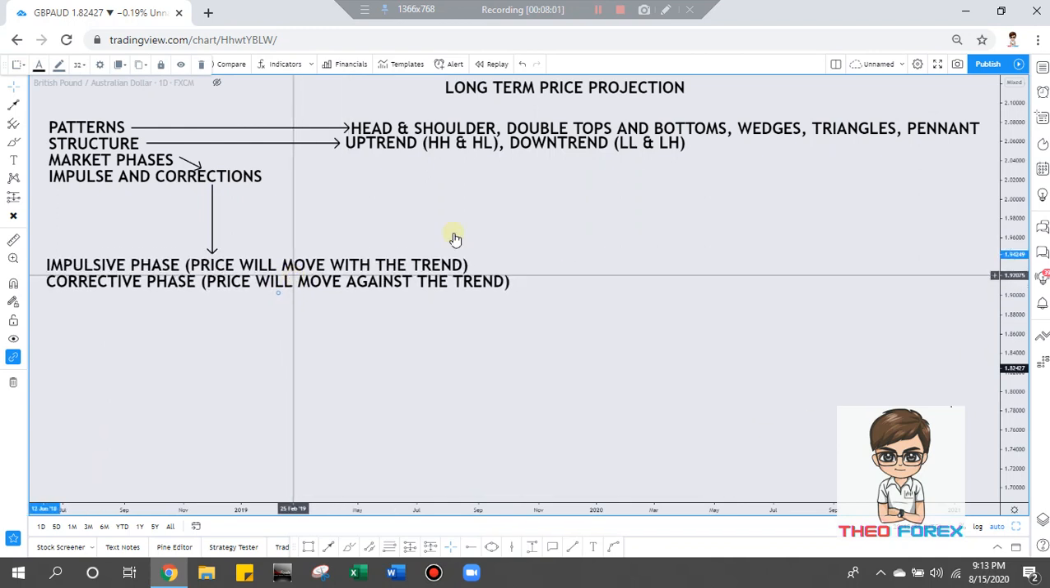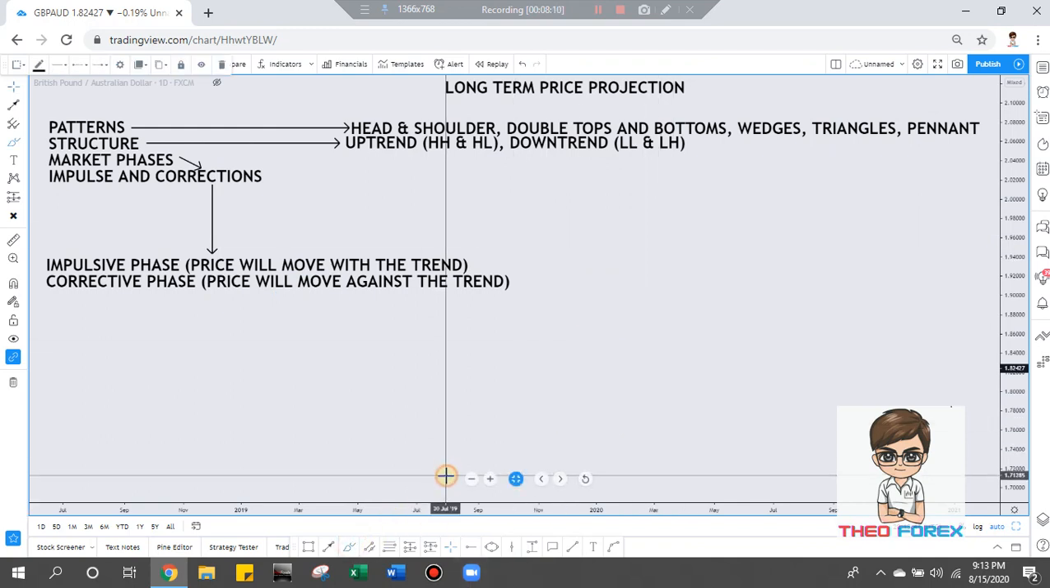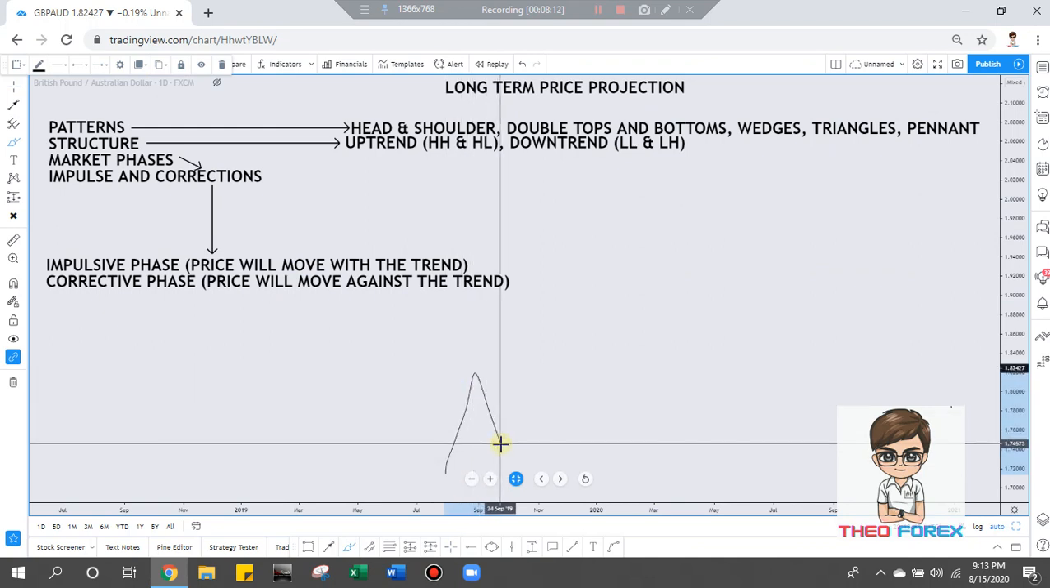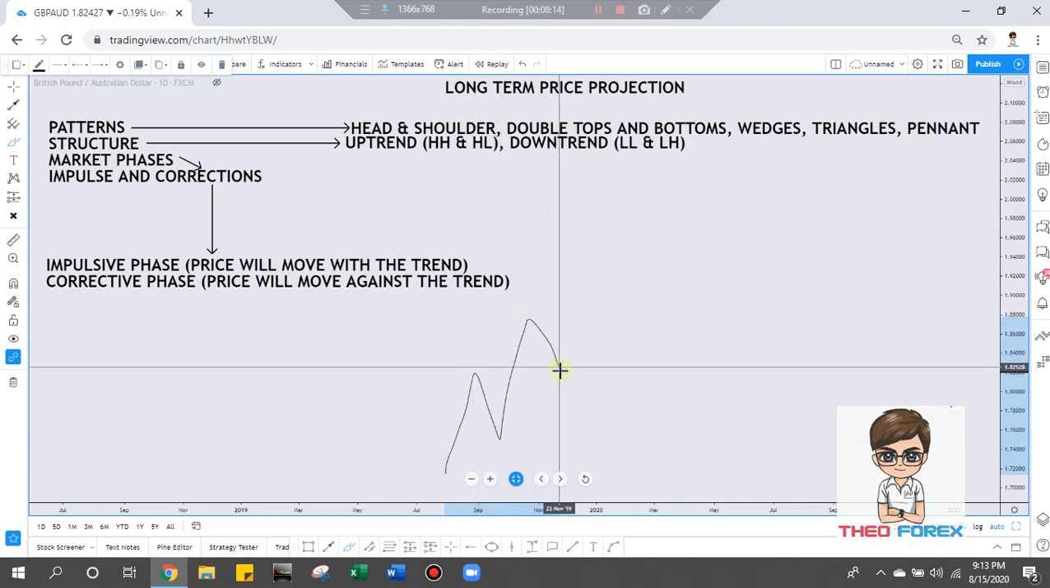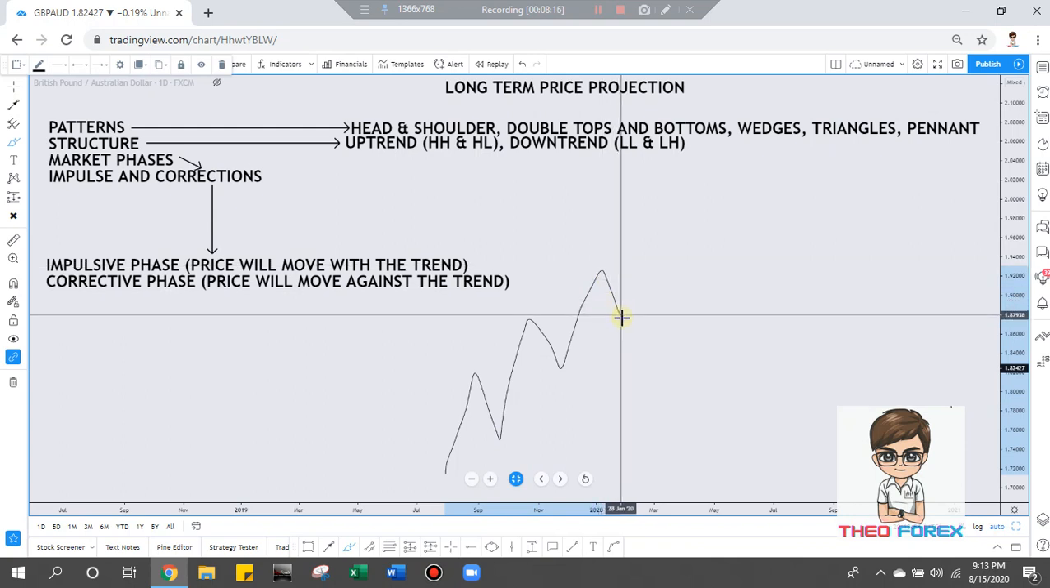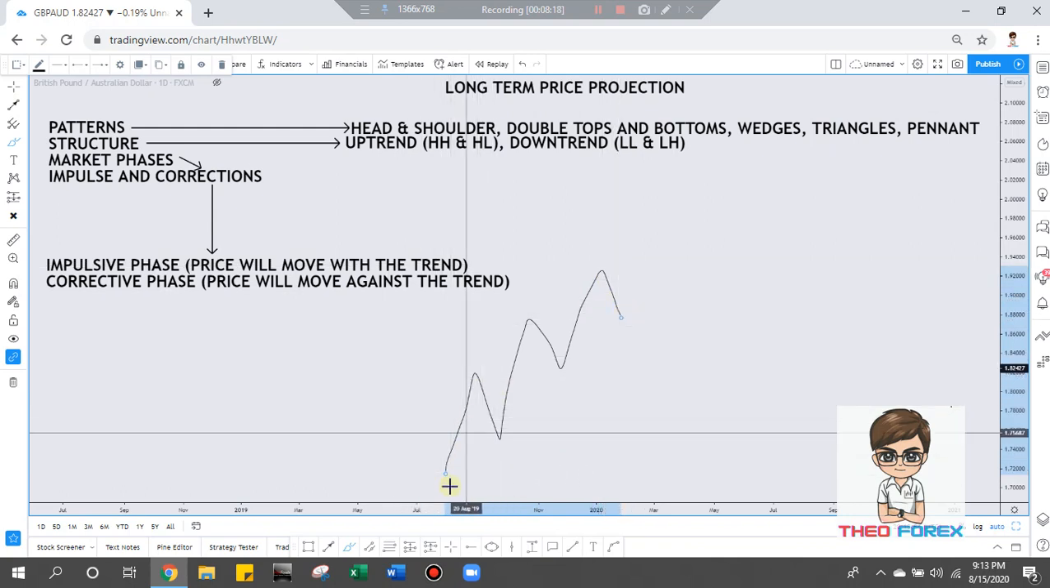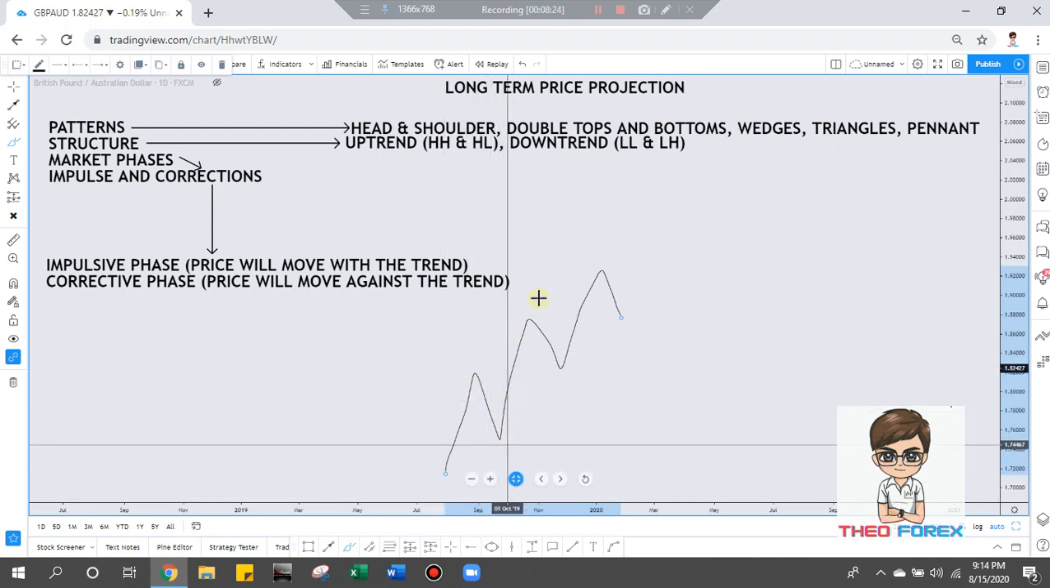Also, when it comes to an impulsive phase or corrective phase, remember we said in an uptrend we have higher high, higher low, higher high, higher low, higher high, higher low. This move is called an impulsive phase, while this move to the downside is called a corrective phase. Impulsive phase, corrective phase, impulsive phase, corrective phase. Simple as ABC.